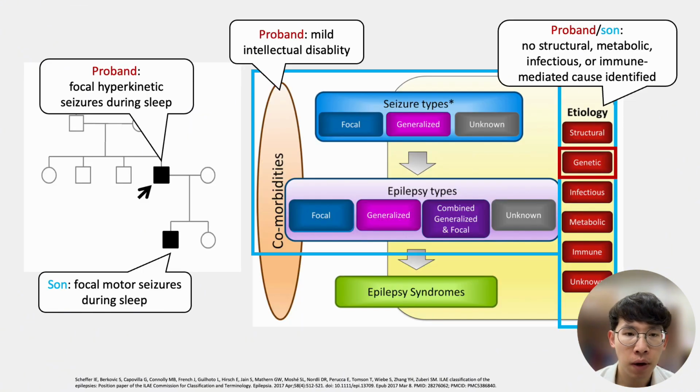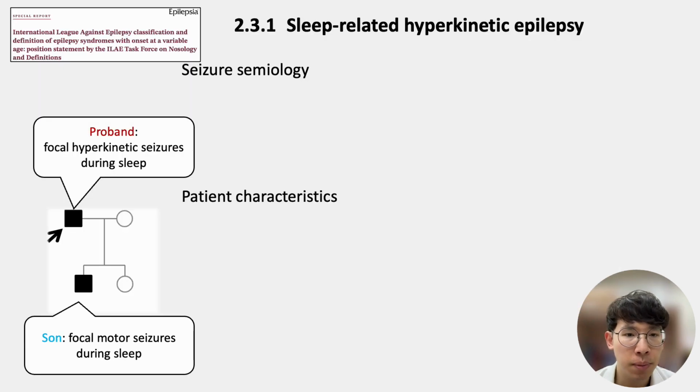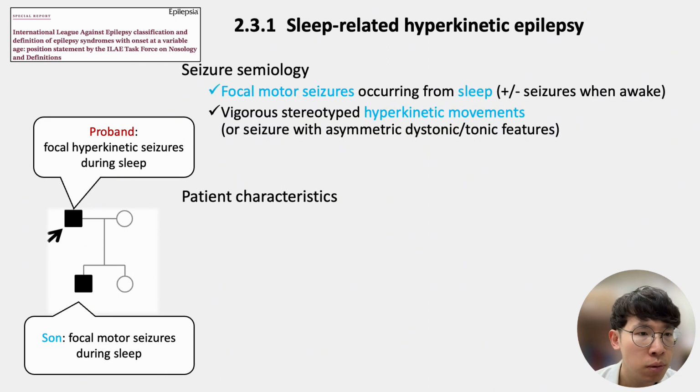Okay, now that we've identified a possible cause, which is the MPRL2 mutation, in the last bit I would like to talk about the diagnosis of an epilepsy syndrome. The first epilepsy syndrome that came to our mind was the sleep-related hyperkinetic epilepsy, the SHE. According to the ILAE classification, the SHE had these clinical features.